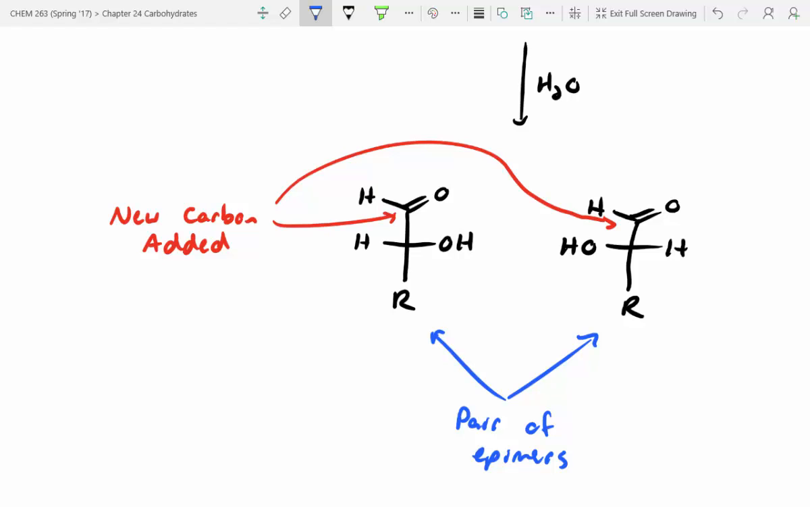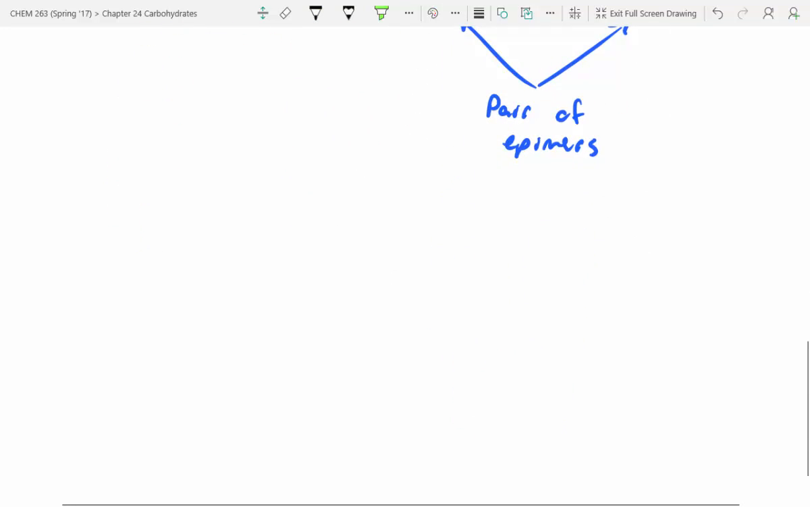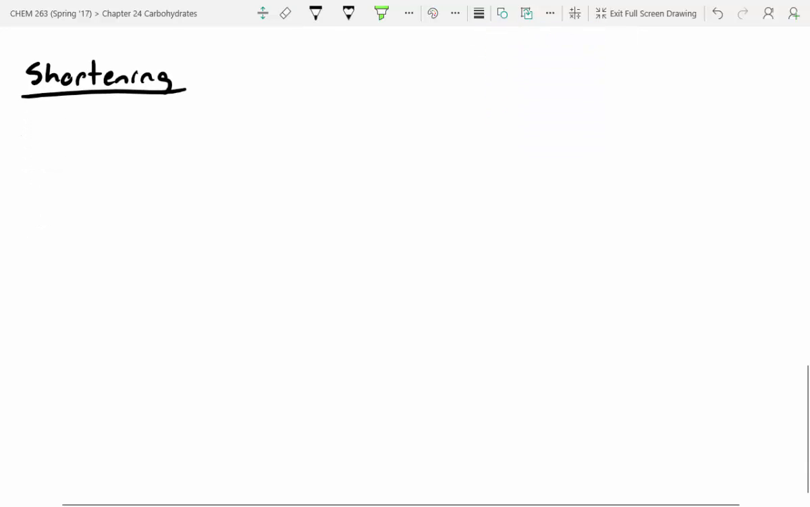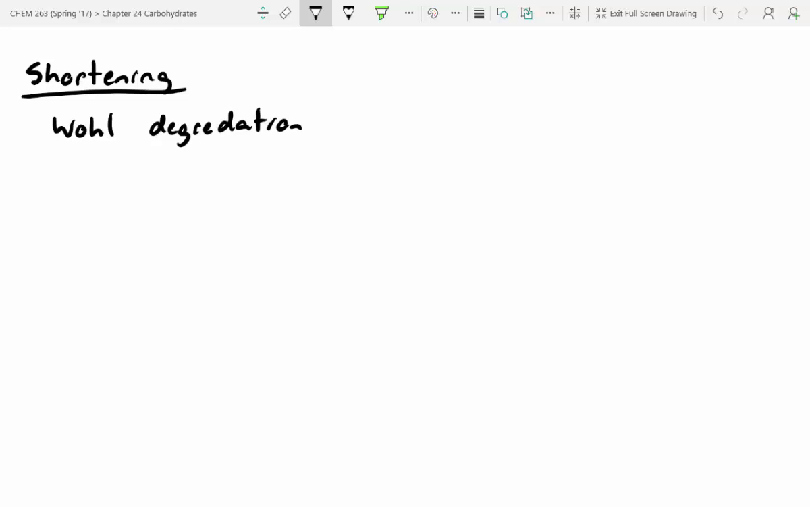There's also a reverse reaction where instead of adding a carbon in, we actually take carbons off. So let's go over that really quick. All right, so for the shortening reaction, it's called the Wohl degradation. And let's take a look at this overall reaction. So let's say I've got one of my epimers from up above, and I want to go backwards. I'm not going to show both epimers.